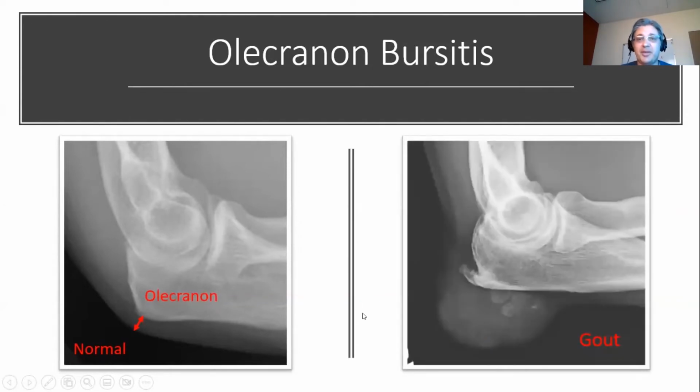Notice in this patient with gout, the normal thickness of the olecranon bursa area compared to this patient with severe olecranon bursitis due to gout. Again, the teaching point: the most common systemic inflammatory processes that result in olecranon bursitis are going to be gout and rheumatoid arthritis.